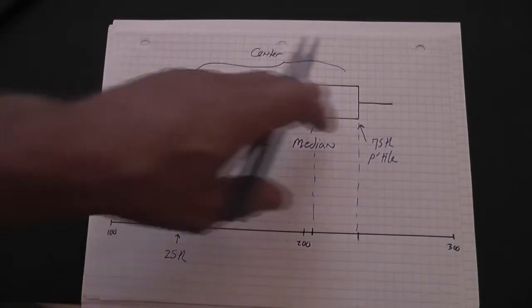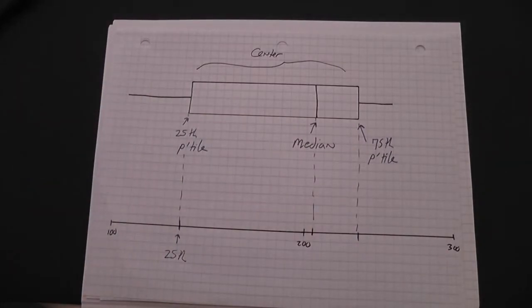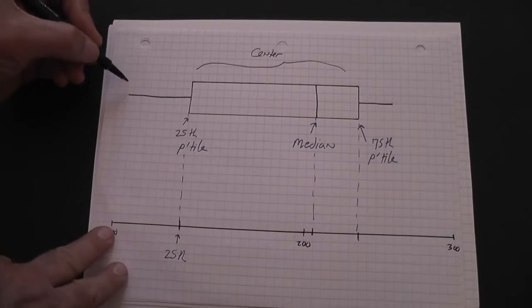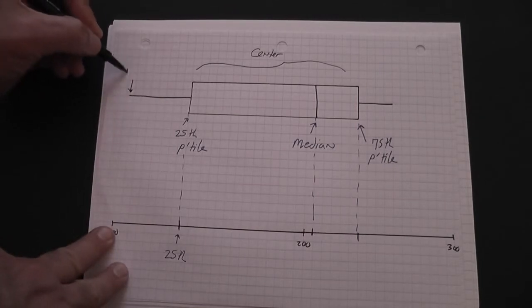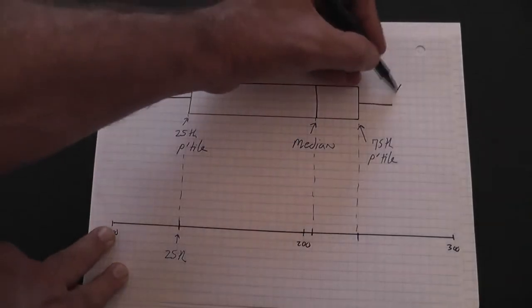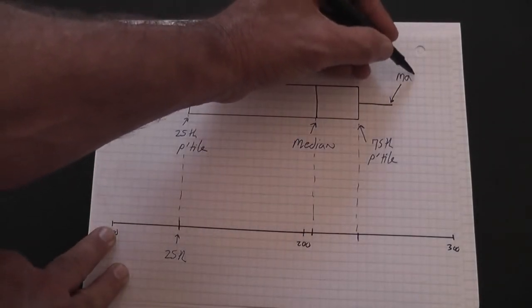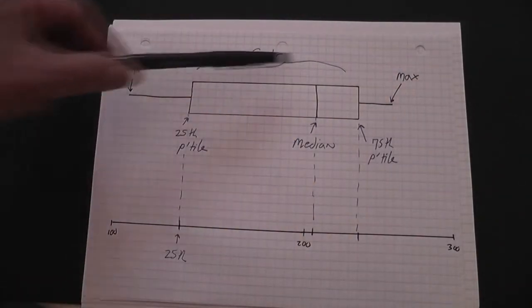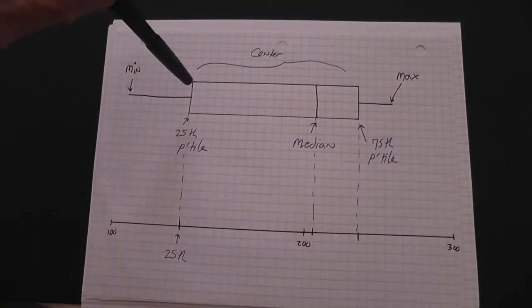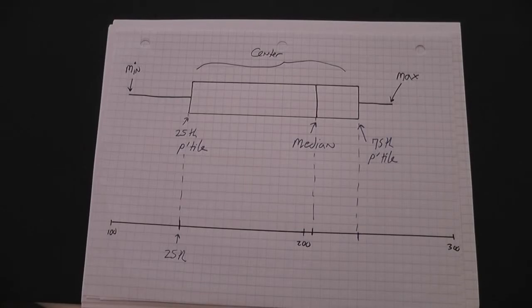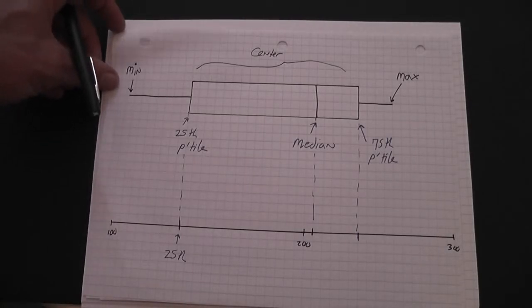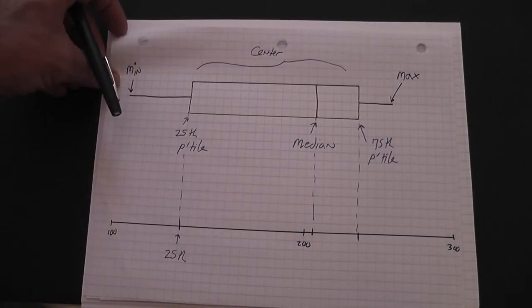Now, what are these here? These are the tails of the distribution, and this value right here is going to be the minimum in the whole data set, and this value here is going to be the maximum. So it gives you the entire range of the distribution, and it also gives you the 25th, 75th, and 50th percentiles in quick succession. And that's how you read a box plot.